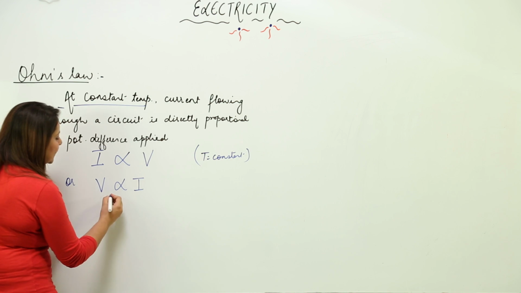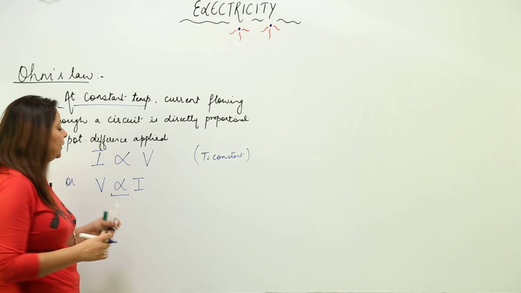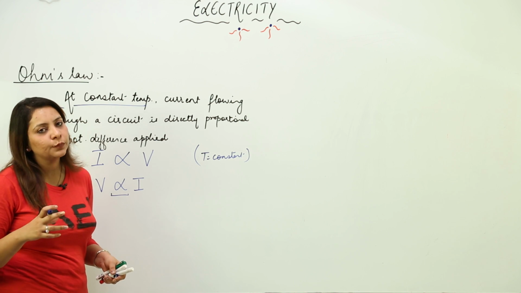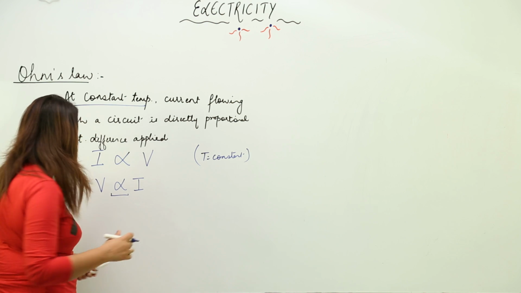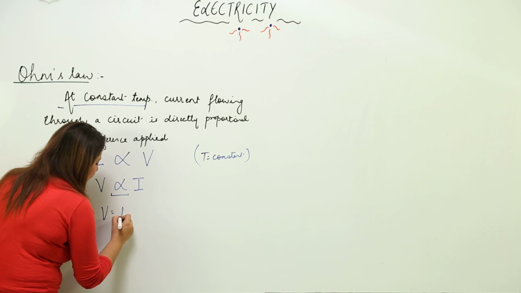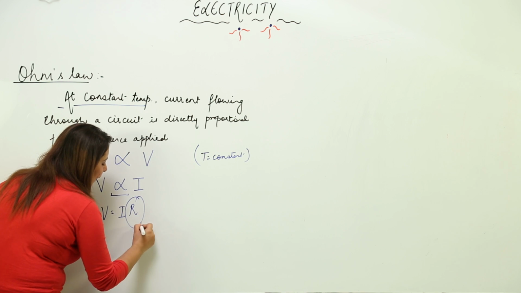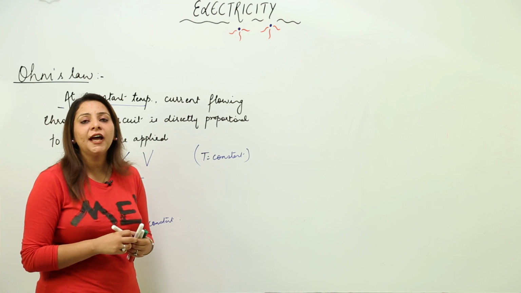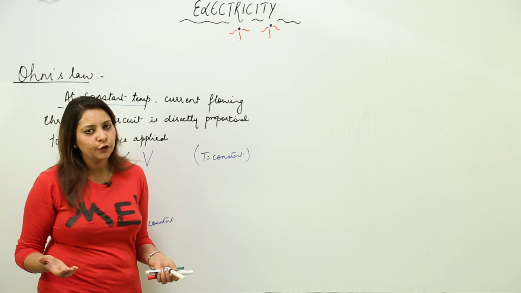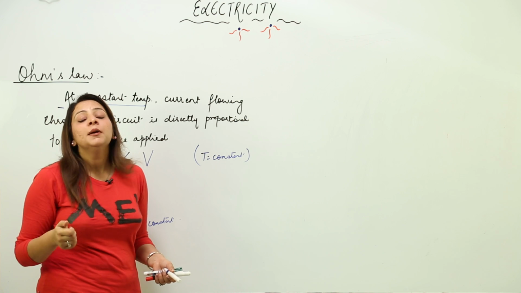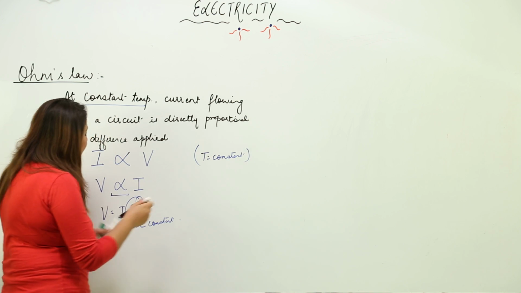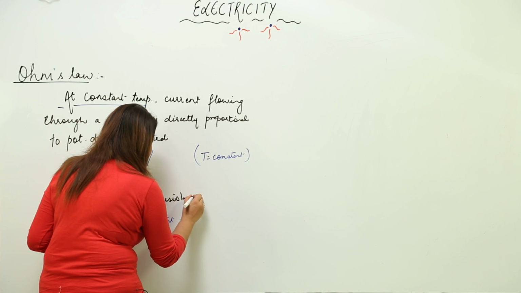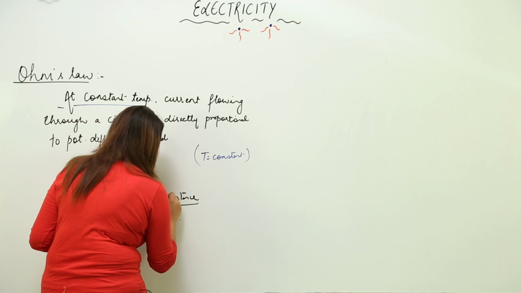Removing the proportionality sign, as we all know, in order to convert the relation into a formula, we need to use an equal to sign, and to put that we need to remove this proportionality sign by putting a constant. So here we put a constant R. Sometimes the constant is only called the constant of proportionality, but in this case it has a specific name, and its name is actually resistance. And this resistance actually has a meaning.